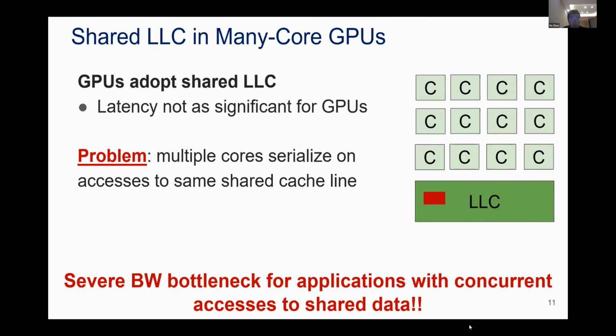The GPUs usually use the shared LLC because the latency is not that important in GPUs. GPUs have a very high level of thread-level parallelism to hide the memory access latency, so they usually use the shared LLC to provide high cache capacity. However, in this work, we found that if multiple SMs or multiple cores want to access the same data in the LLC at the same time, it will cause a very serious bandwidth bottleneck.